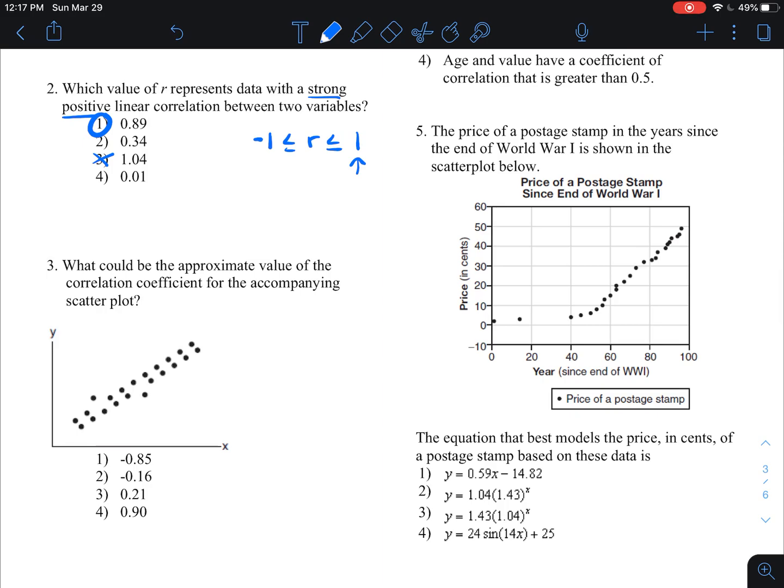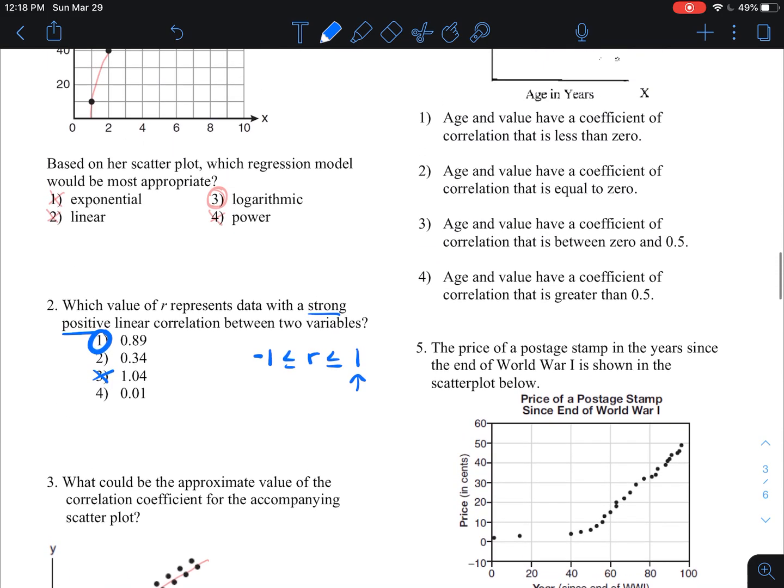Number 3 just says, which could be the approximate value of the correlation coefficient for this accompanying scatter plot? So I would say it's definitely positive, it's strong. It's not perfect because not everything is touching that line, but it's going to get really close to 1. So 0.9 would be the best resembling that scatter plot.